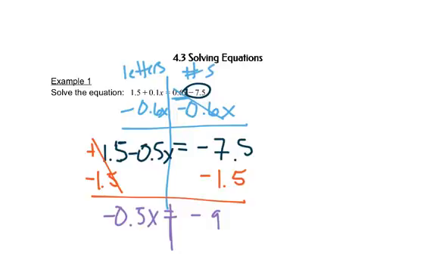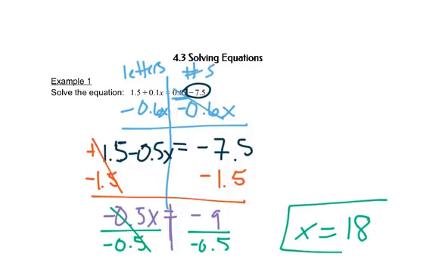And then we want to divide by the number that's in front of the x. So we'll type in negative 9 divided by negative 5/10, and we get x is equal to 18.